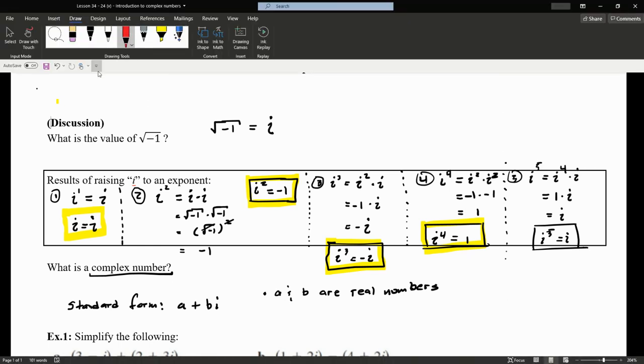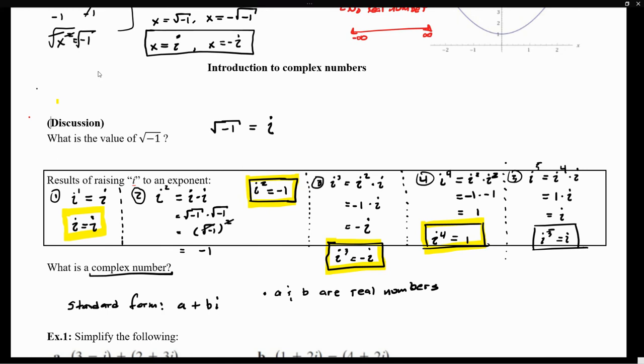So a complex number is a number that is composed of two parts: the real part, and the reason why we call it the real part is because there is no i on it, it's just a real number, and this is called the imaginary part.